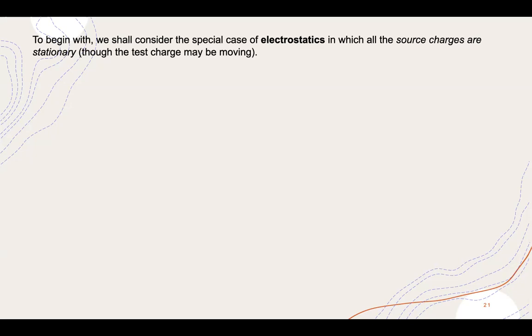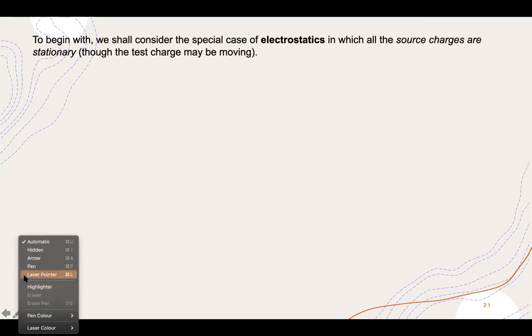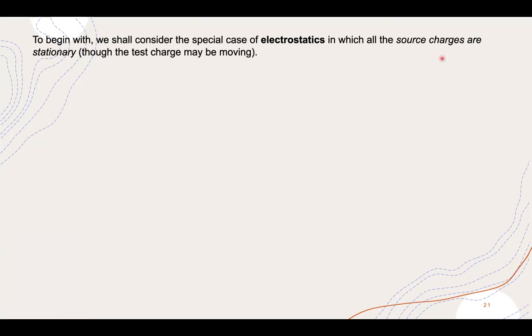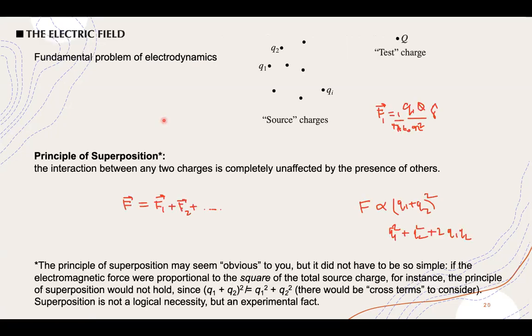This is also a very important point which I mentioned here: in electrostatics, your source charges should be stationary. However, the test charge may be moving. If you go back to the slides, these are the source charges and these are the test charges. That means we want to find the effect of this charge on some charge somewhere else. So always try to distinguish. When I say source charges, you understand that we want to calculate the effect of these source charges on some test charge.